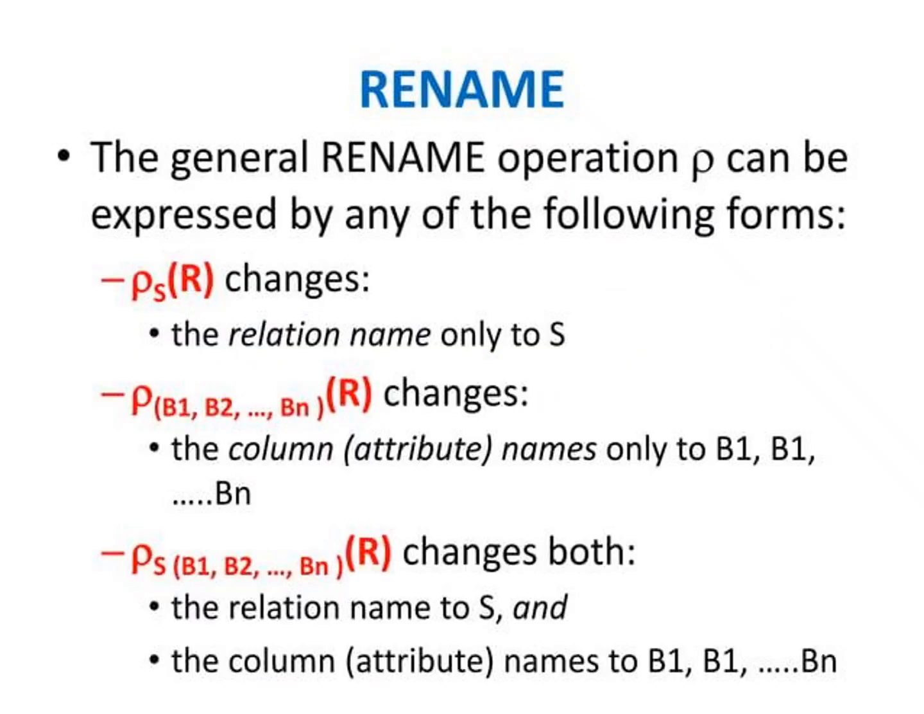Rename operation. The general rename operation is performed using rho. Here rho S of R changes the relation name only to S. We can use n attributes to change the column attribute names to B1, B2, up to Bn. So rho S of B1, B2 up to Bn changes both the relation name to S and the column attribute names to B1 to Bn.